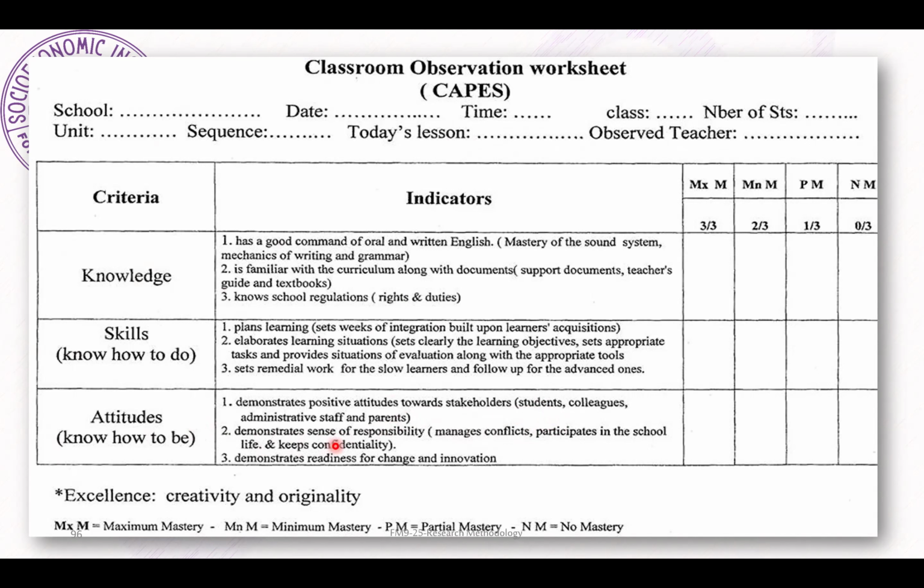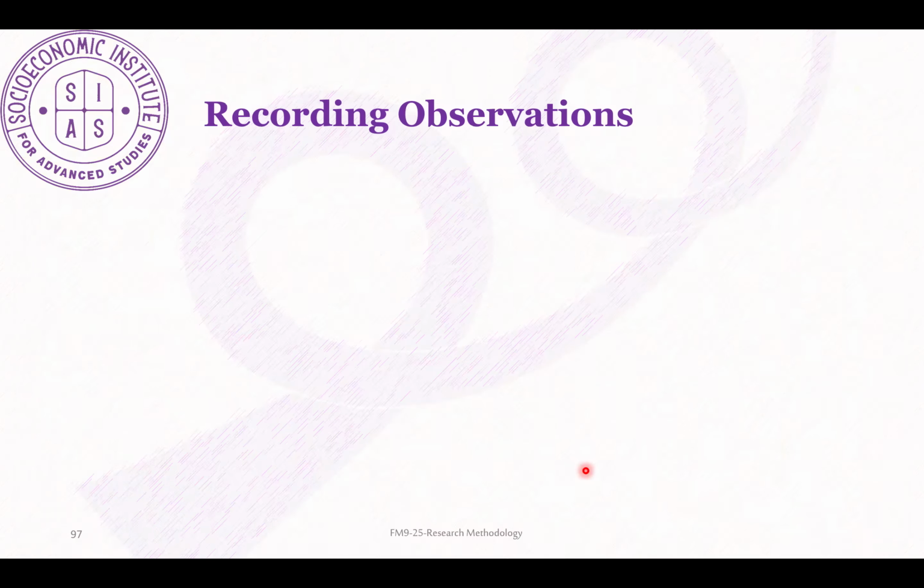We demonstrate a sense of responsibility, which means that we can manage conflict, we participate in the school life, we keep people's confidentiality, and we demonstrate creating readiness for change and innovation. And then based on that, we can choose one of these levels, which means that either they have maximum mastery, or medium mastery, or partial mastery, or no mastery at all. By this, we can collect the observation and start to record the observation.